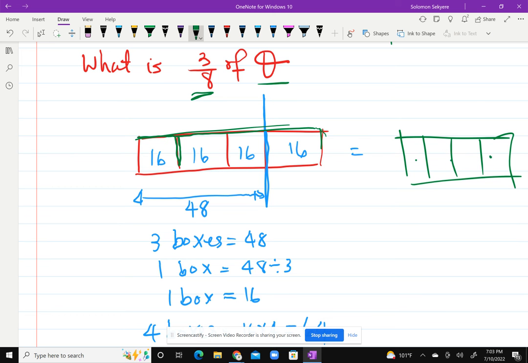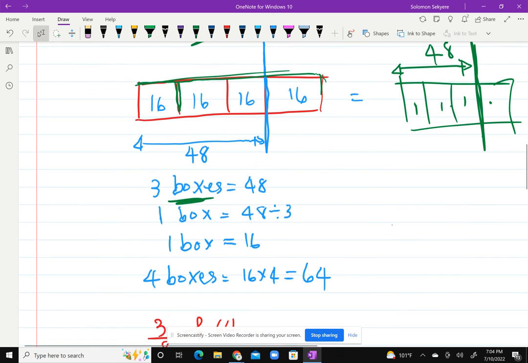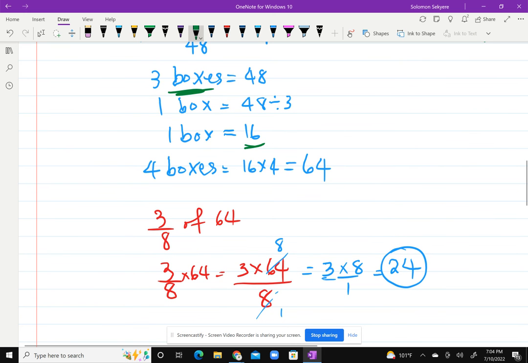I get 4 parts. If I divide that number into 4 parts and I take 3 of them, that 3 is the 48, 3/4 of a number. So now you see the 48 is 1, 2, 3. So the 3 boxes is 48. Each box then is 16. So I fill my boxes 16, 16, 16, 16. There are 4 boxes. So the whole number we are looking for is 64.